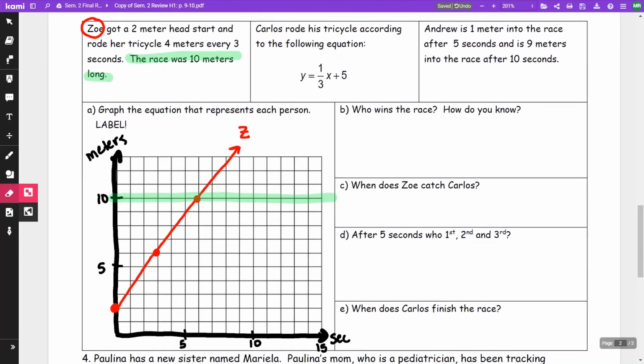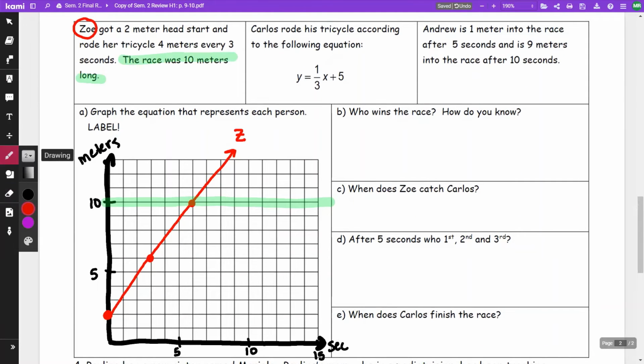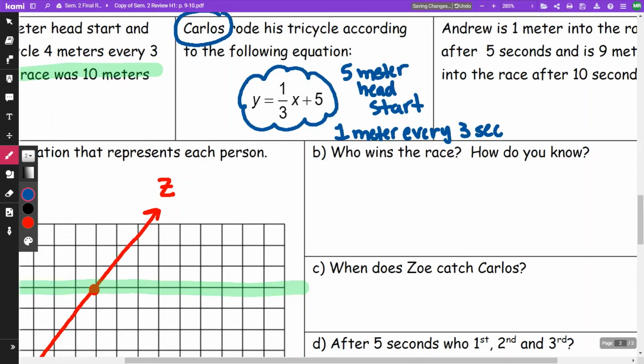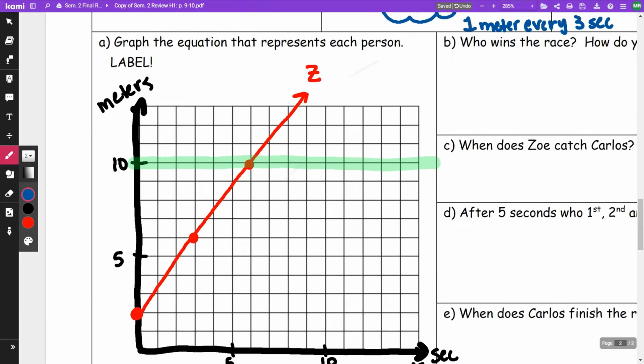Okay, so now the next one is Carlos. So for Carlos, let's say I do him in blue. Okay, so he has an equation, y is equal to 1/3 x plus 5. What that means is he has a 5-meter head start. That's his y-intercept. And he rode 1 meter every 3 seconds. So I am going to start at 5 and go 1 meter every 3 seconds.